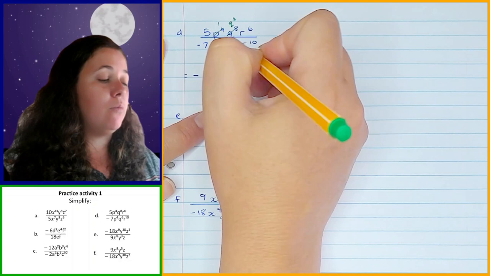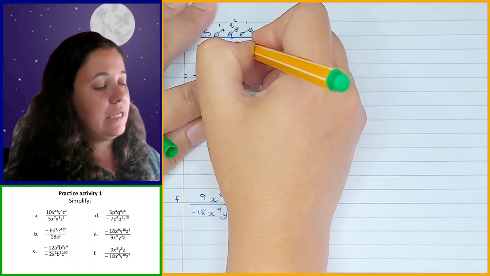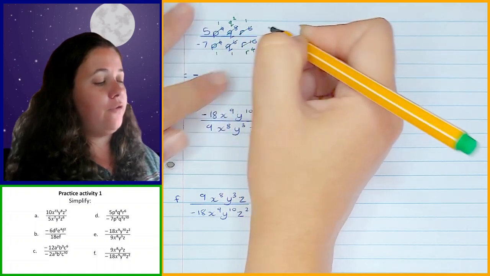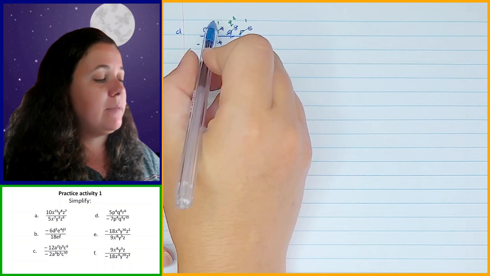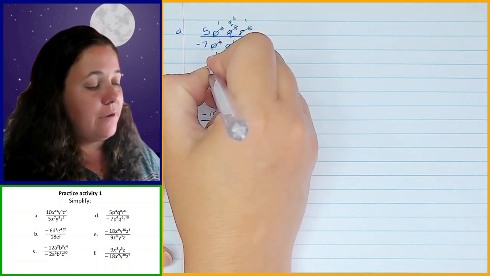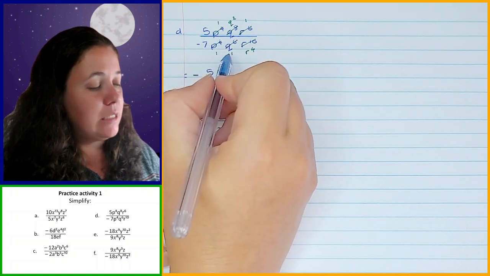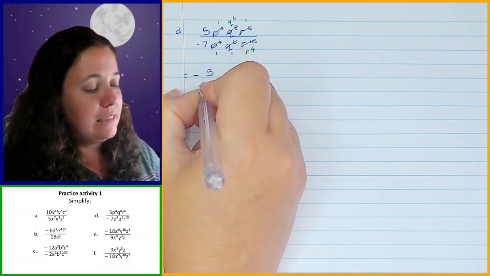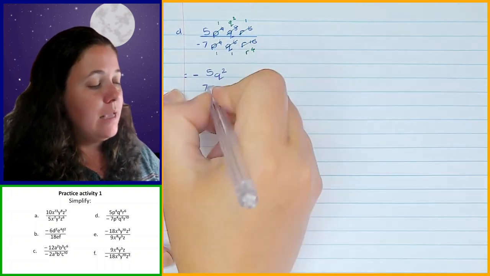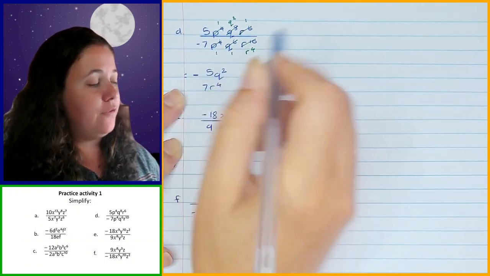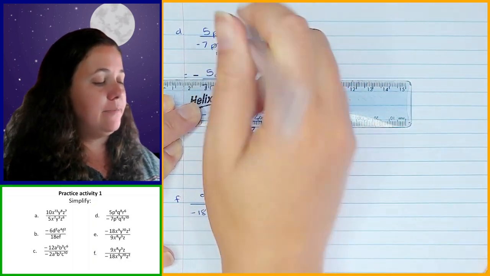In this one, I've got more r's in the denominator, so this cancels, and this gives me r to the power of 4. So I end up with negative 5 times 1 times q squared times 1, which is 5q to the power of 2. And in the denominator, I've got 7 times 1 times 1 times r to the power of 4, which is 7r to the power of 4. And that is what you should get for question D.